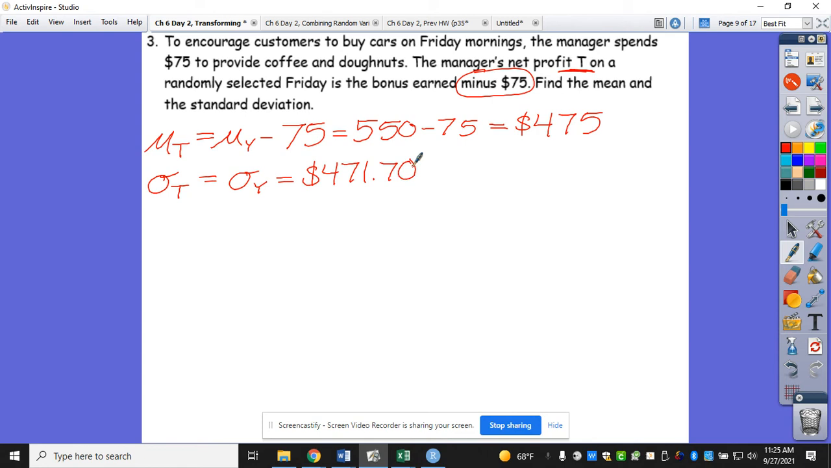So maybe this manager should learn math before he decides to do what he's doing. A lot of the examples we use are things that people would do without understanding it because they don't understand math.